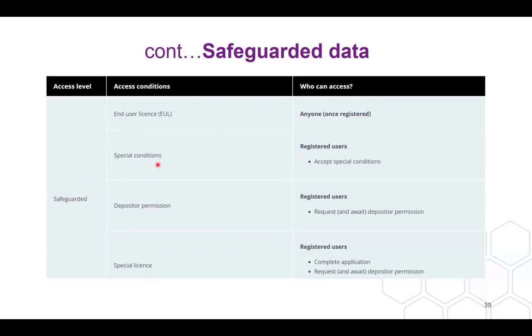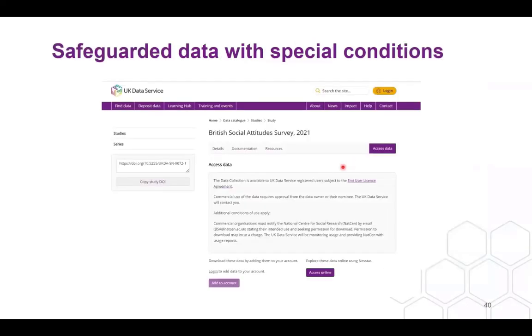Now, let's see the next case we might encounter: safeguarded data that I need to be registered for, but I also need to accept some special conditions. Let's see an example of that. An example data set is the British Social Attitudes Survey 2021. We see, of course, it is a safeguarded data set, and on the access conditions we see the usual one, I need to be registered, and different information.